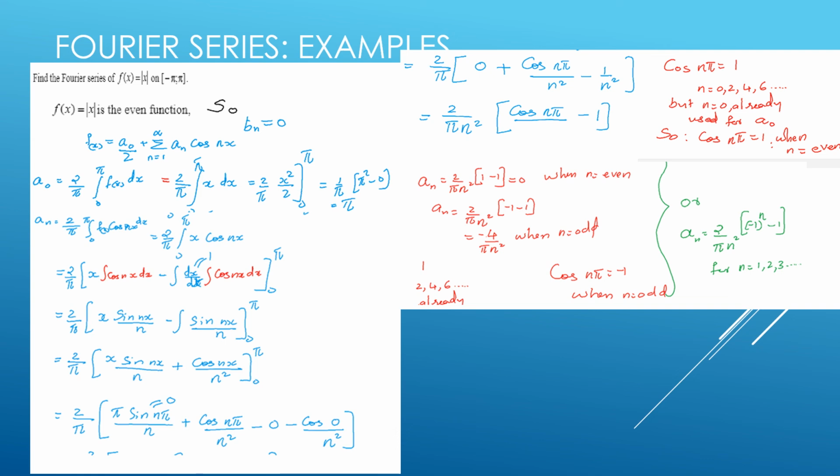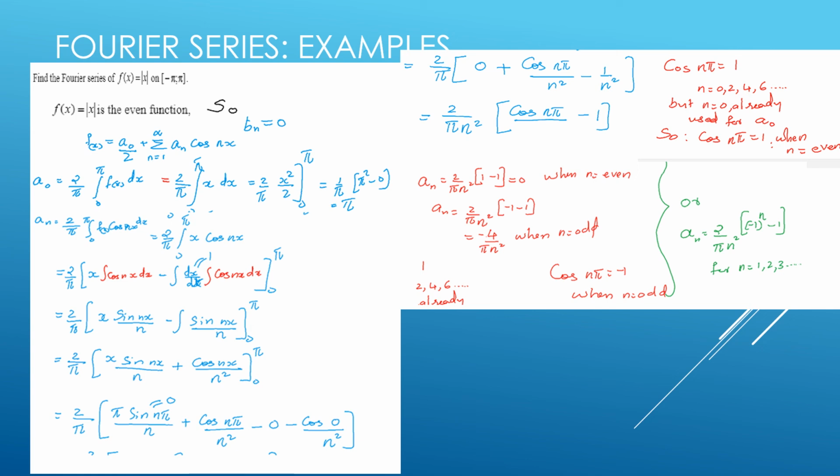1 by pi, integral from minus pi to plus pi of f(x) dx. Instead of that, you can use 2 by pi, integral from 0 to pi of f(x) dx. What is f(x)? Modulus of x dx. 2 by pi, x square by 2, 0 to pi. You can substitute the values: pi square minus lower limit 0, so pi square by pi. So we got pi. So the a0 value is pi.